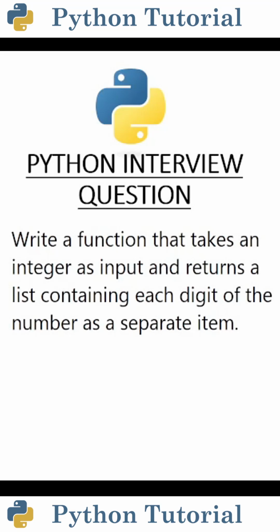Do you know how to solve this common Python interview question? Write a function that takes an integer as an input and returns a list containing each digit of the number as a separate item. First, let's define a function.